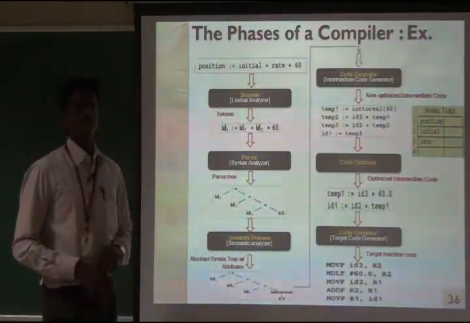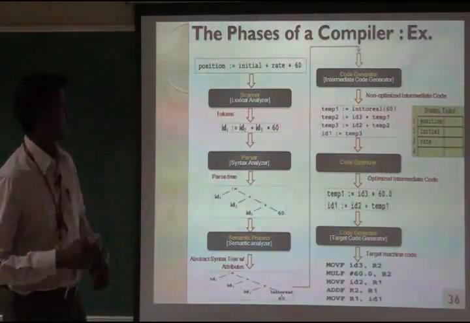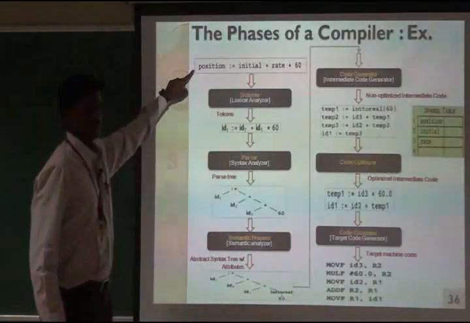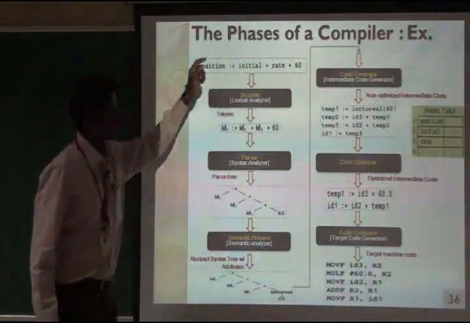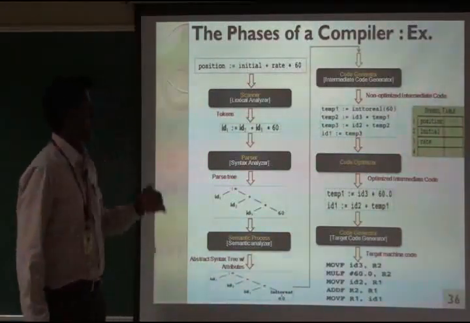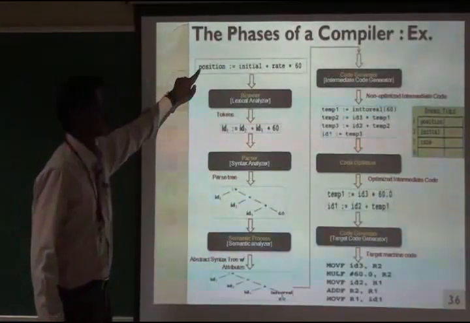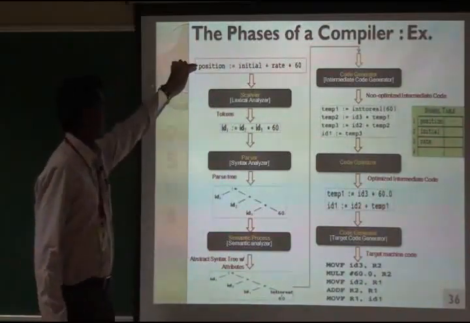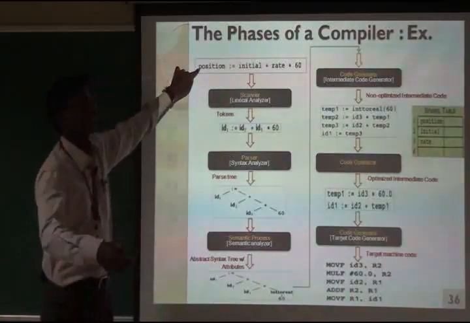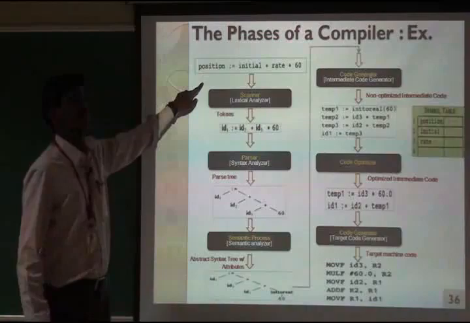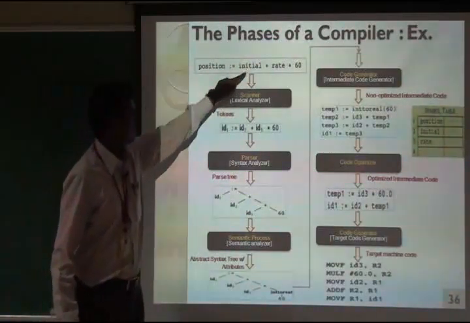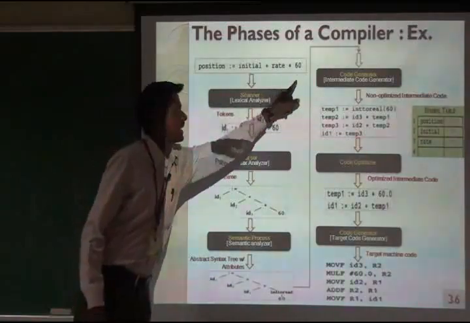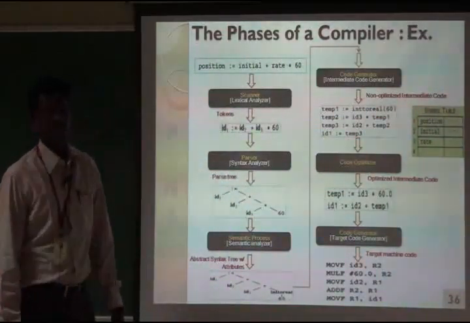position equal to initial plus rate into 60 is our source language statement given to the lexical analyzer. So the lexical analyzer is going to read the input source statement from left to right. It tries to find the tokens. Here the lexemes are: position is a lexeme, equal to is a lexeme, initial is a lexeme, all are lexemes. Now the lexeme is matched with the identifier token. So identifier 1, assignment, identifier 2, addition, identifier 3, multiplication, a number. So these are all tokens separated by the lexical analyzer.